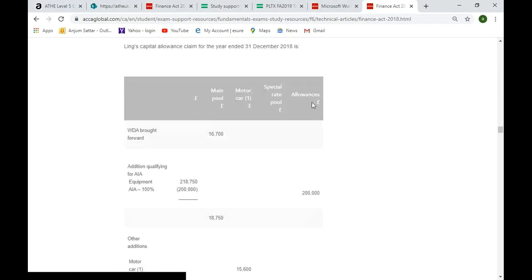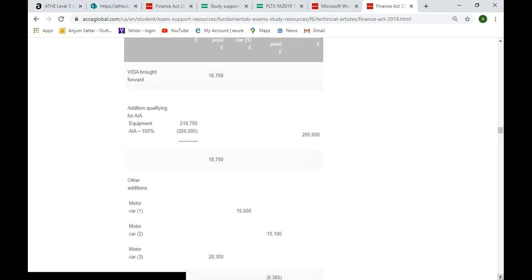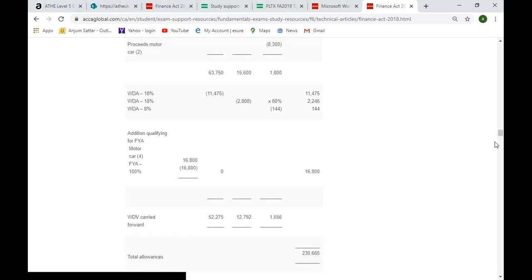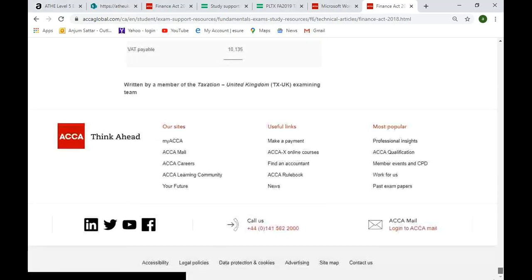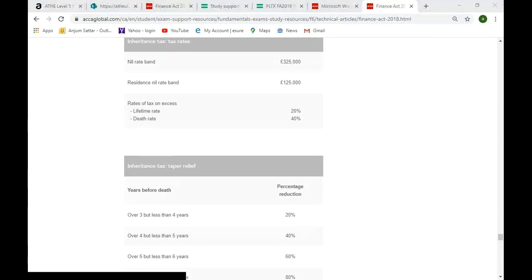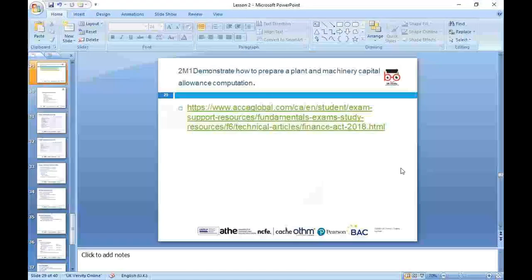So my last column is called the total allowance, which you're entitled to. This is a written down allowance brought forward from the previous year, which we didn't claim last year, so we can claim it this year as well. Okay, so that's to address it, and there are a good few questions there, examples, so that will help us to address our 2M1 assessment criteria.